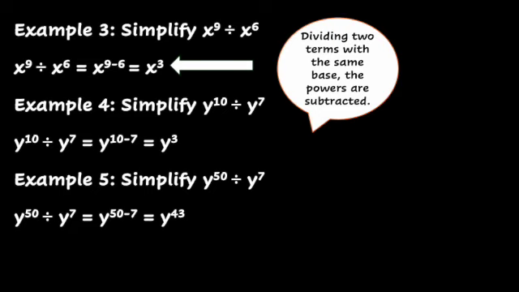In example 4, we have y raised to the power 10 divided by y raised to the power 7, equal to y raised to the power 3. Again, the powers are being subtracted. In example 5, we have y raised to the power 50 divided by y raised to the power 7, giving us y raised to the power 43 as the answer. So I repeat, when we are dividing two terms with the same base, the powers are subtracted.